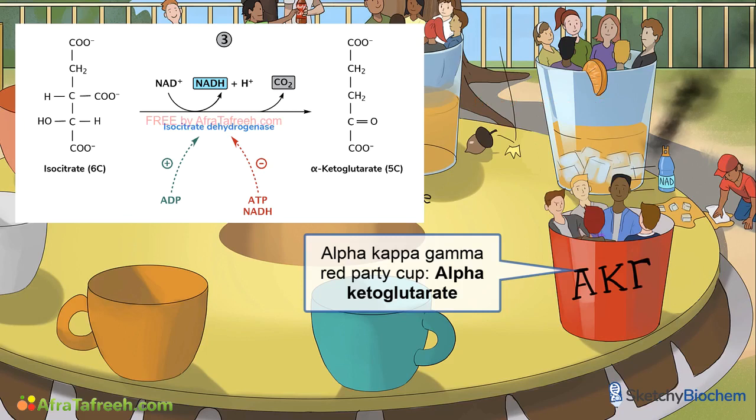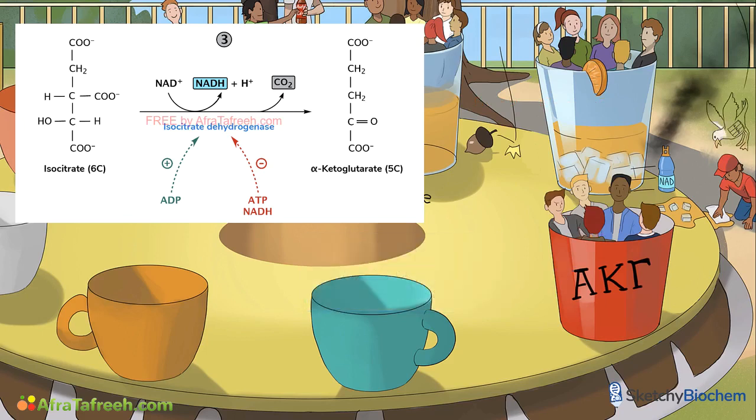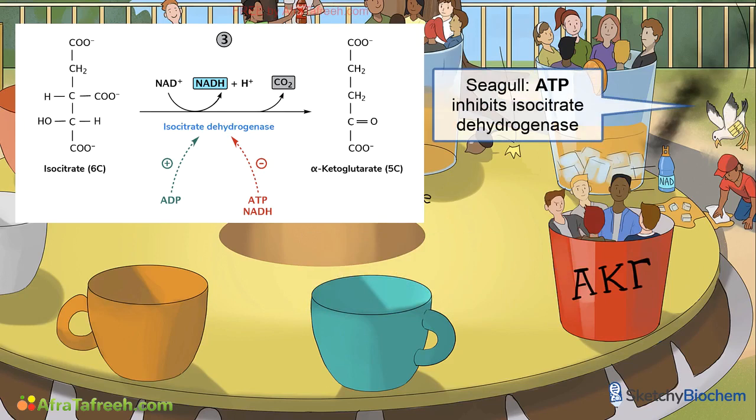All right, let's get back to the cast member. Poor guy is just not having a good day. You'll see another ATP-powered seagull trying to attack him. That's because ATP inhibits isocitrate dehydrogenase the same way it inhibits citrate synthase. If there's plenty of fuel available, the ratio of ATP over ADP will be high, and we can slow down energy production by shutting down the TCA cycle.